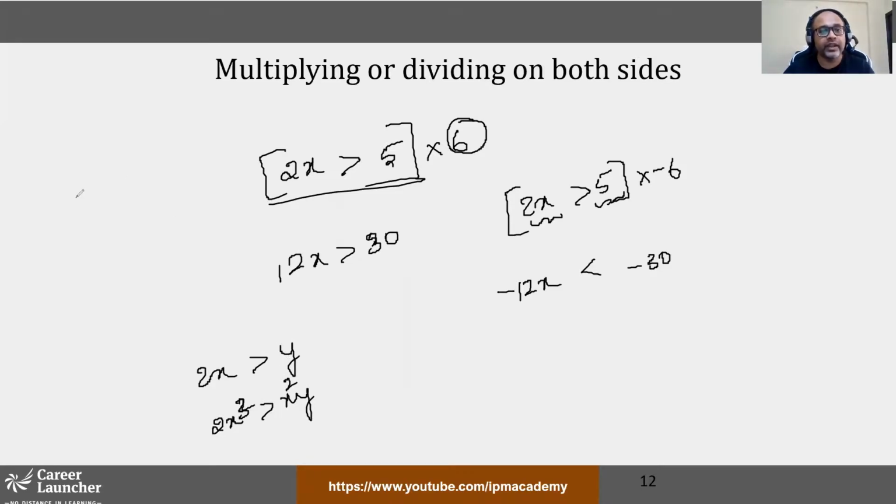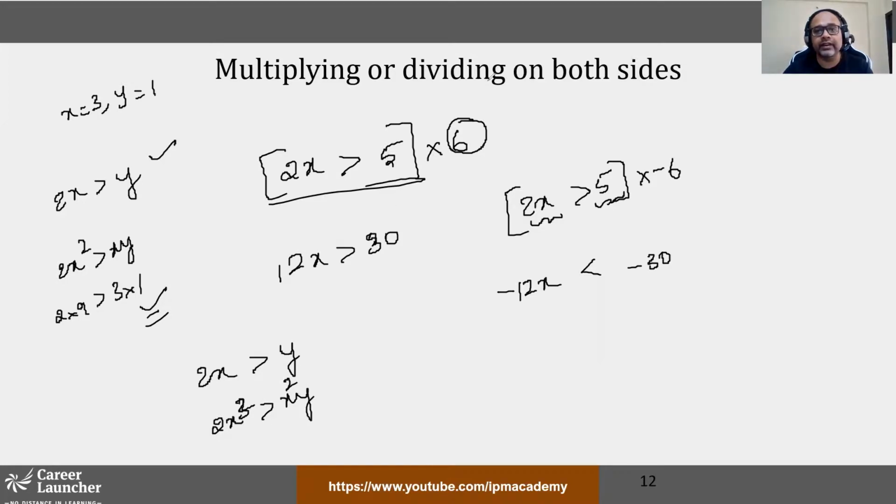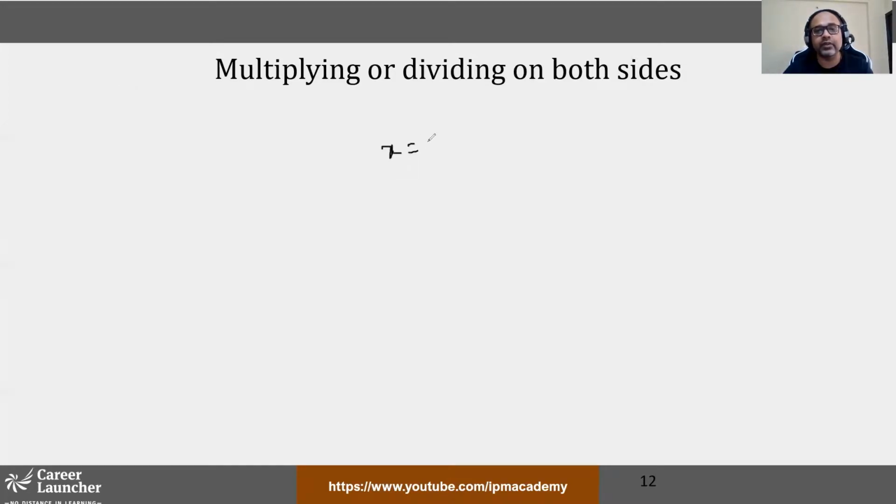For example, let's take a look. 2x is greater than y. Let us say x is 3 and y is 1. So it will work. Now when you multiply on both sides by x, it will still work. 2x square is greater than xy. It will be true because 2 into 9 is greater than 3 into 1. Correct. Right? What happens if I take x equal to minus 3 and y equal to 1?